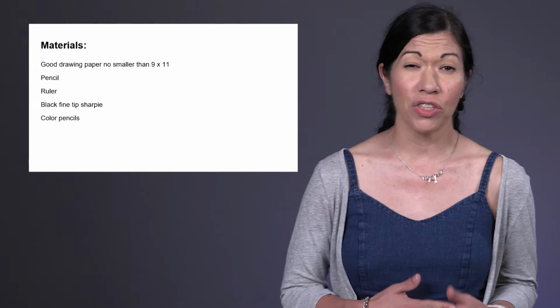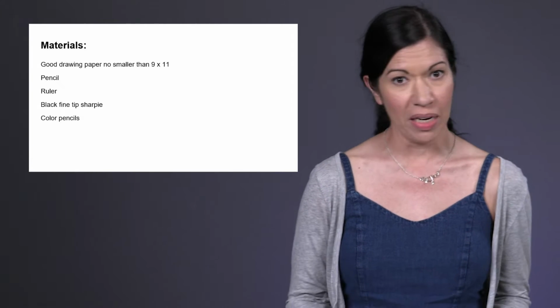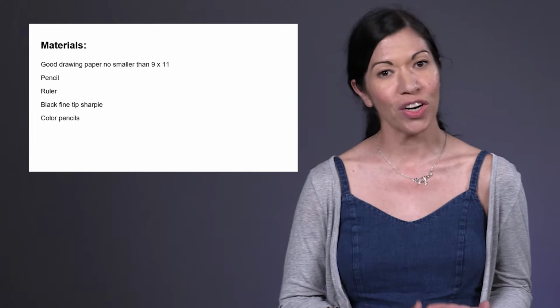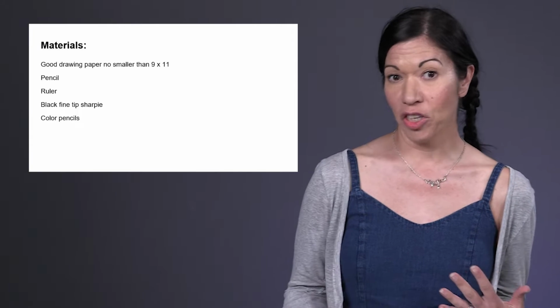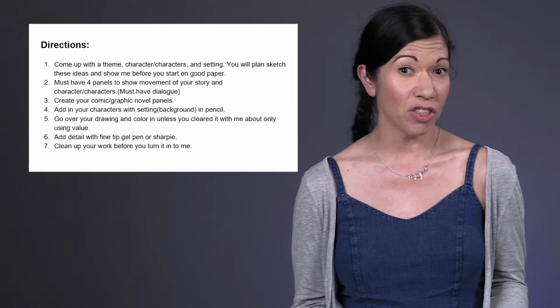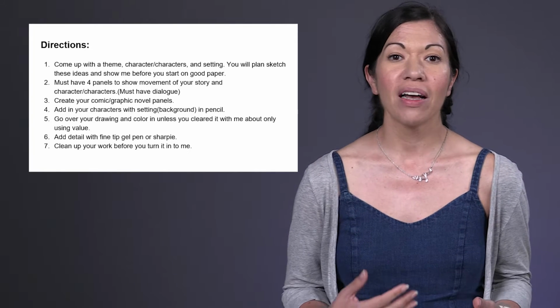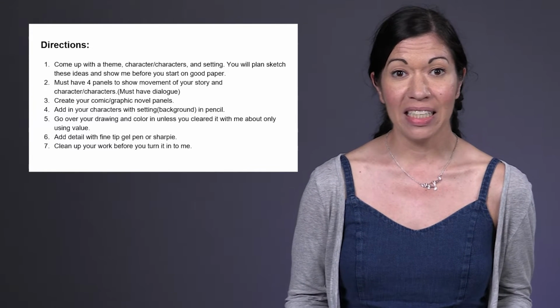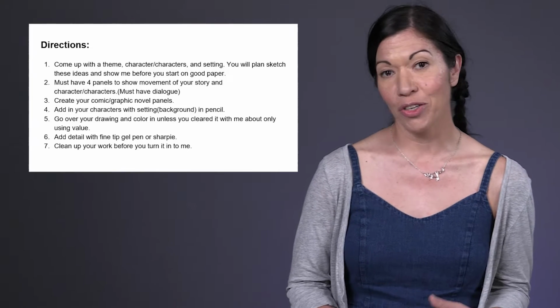Materials needed for this project are good drawing paper no smaller than 9 by 11, a pencil, ruler, black fine tip Sharpie or black gel pen, and color pencils. This is the order that we are going to execute this project. We're going to come up with a theme, characters, maybe a character, and a setting. You will create a planned sketch of these ideas and show me before you get started on your good paper.